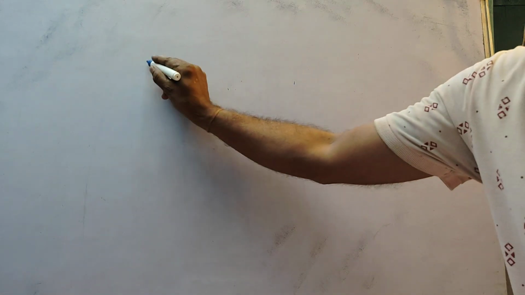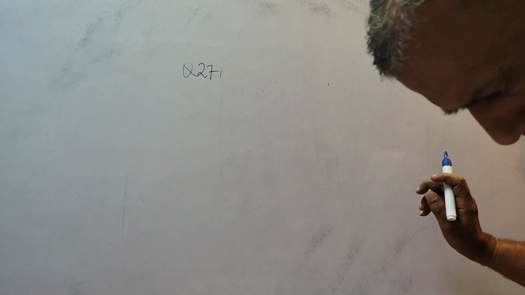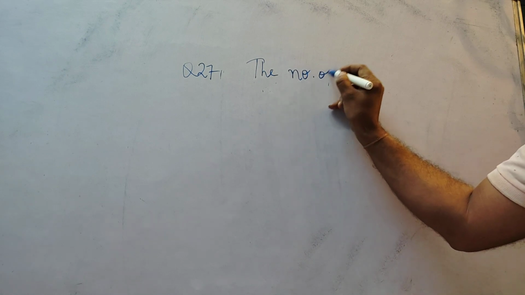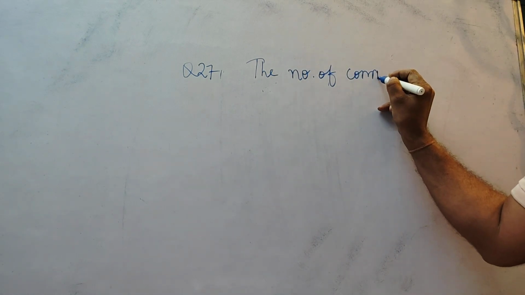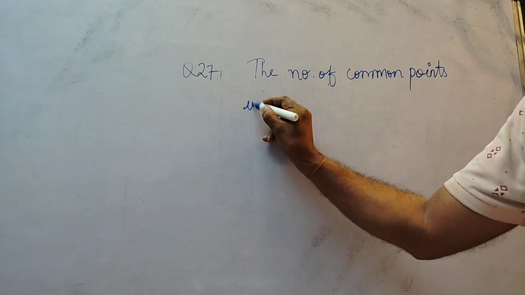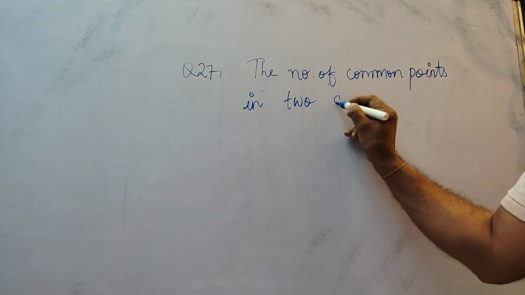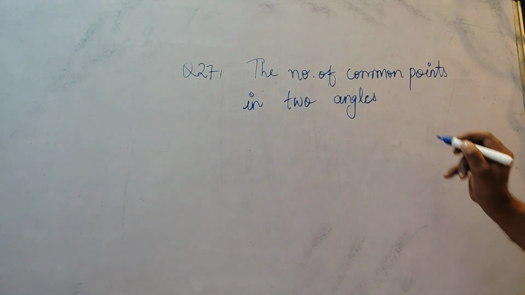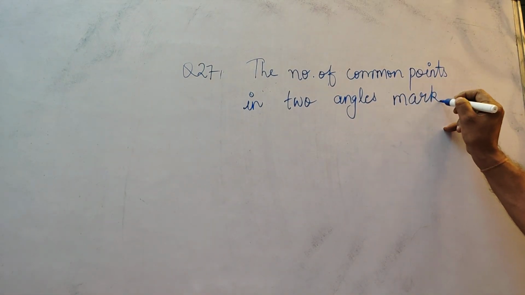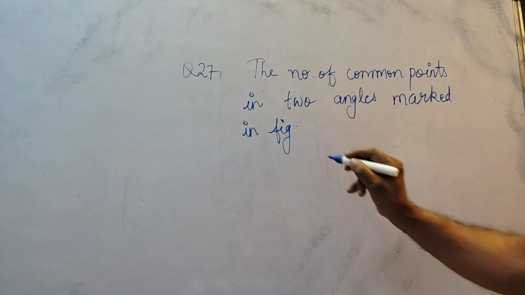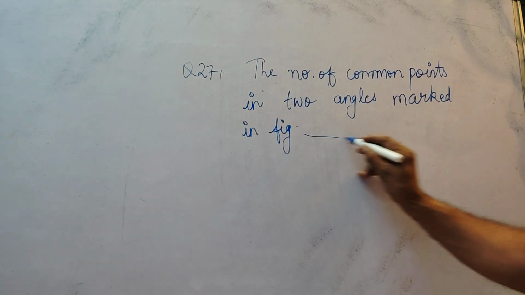Now question 27. The number of common points in the two angles marked in figure, so there is a figure given.